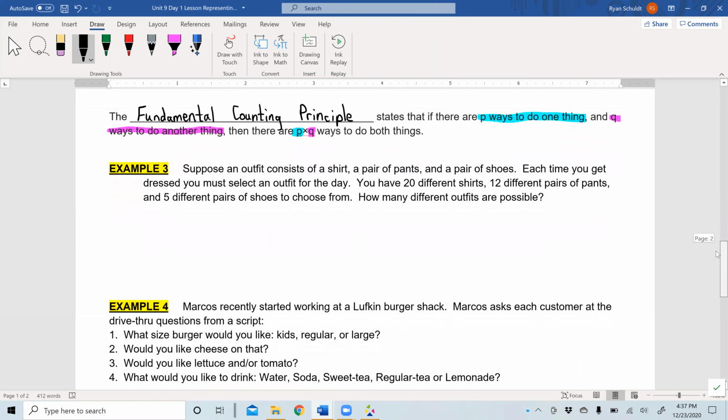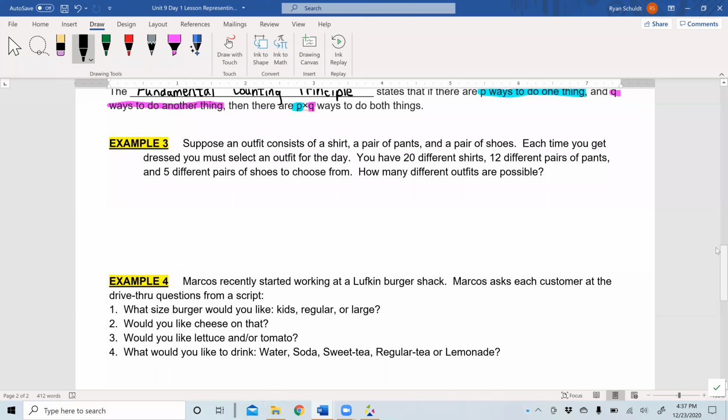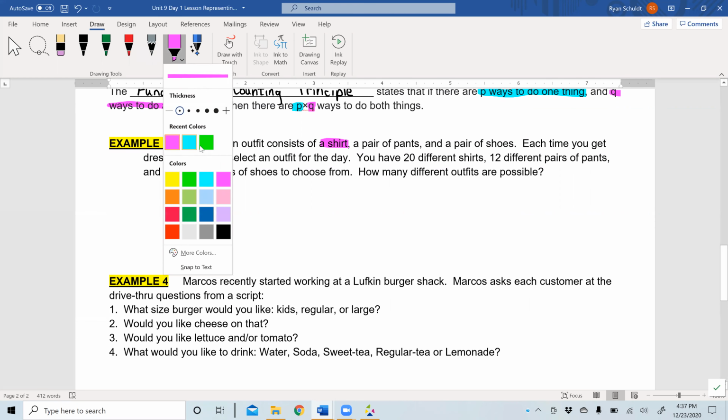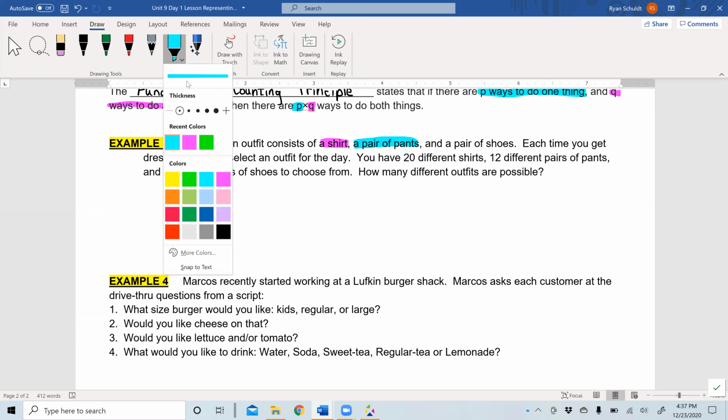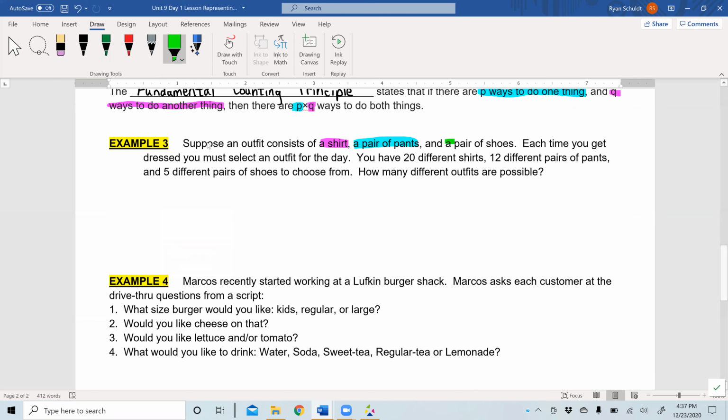So let's look at this next example. Let's suppose an outfit consists of a shirt. So here's a shirt. Oh, here's one thing. I'm gonna highlight that one thing in pink. So we're doing a shirt. Then we're gonna get a pair of pants. So I'm gonna do that in blue. Then we're gonna get a pair of shoes. So we've got three things happening here. We gotta pick a shirt, a pair of pants, and a pair of shoes.